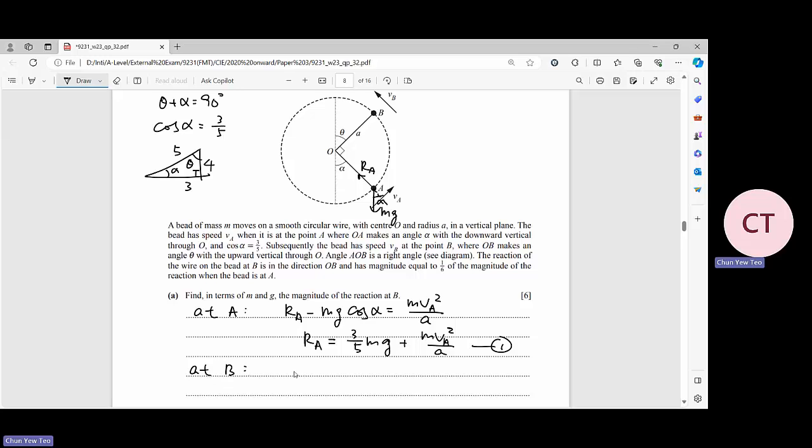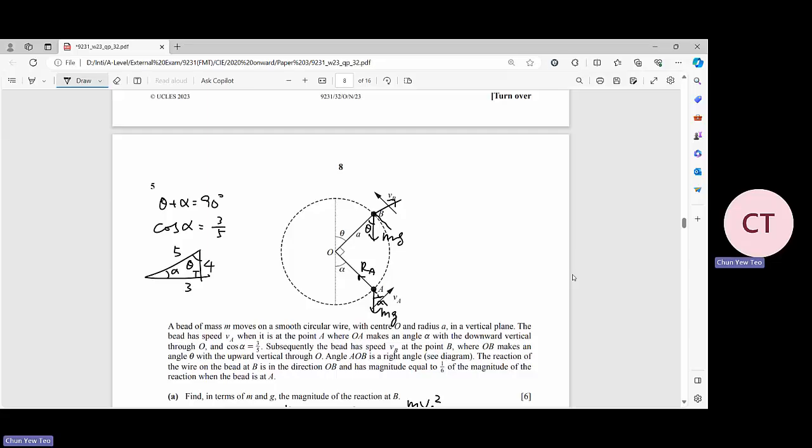At B, your mg is over here. Then this is the theta. Your normal contact force is supposed to be here. Your normal contact force is supposed to go up and out.